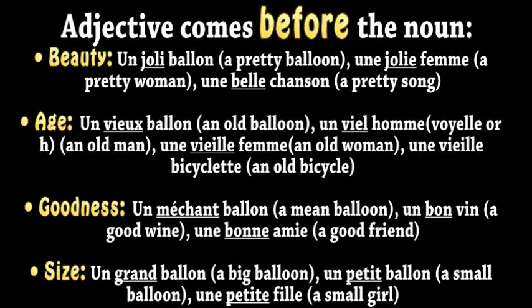So goodness, category goodness, or méchant ballon, a mean balloon. Un bon vin, a good wine. Une bonne amie, a good friend. So size, un grand ballon, a big balloon. Un petit ballon, a small balloon. Une petite fille, a small girl.